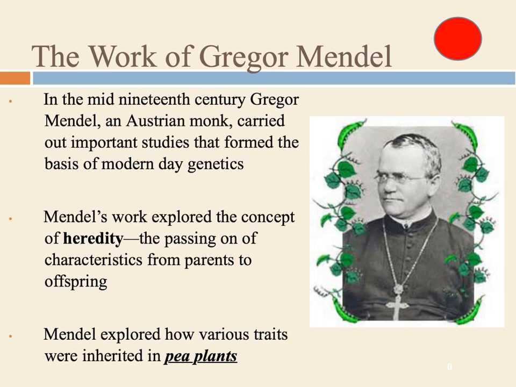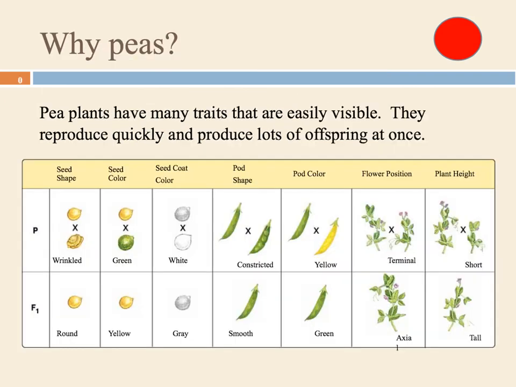So there are several reasons why he chose pea plants. One of the reasons was because they have lots of traits that he could study. For example, you see on the screen here, you have wrinkled versus round for the seed shape, and the seed color. When you think of peas, you typically think of green peas, but they can be yellow. And then you see pod shape was another trait, etc. So he chose them because they had lots of traits that he could study.